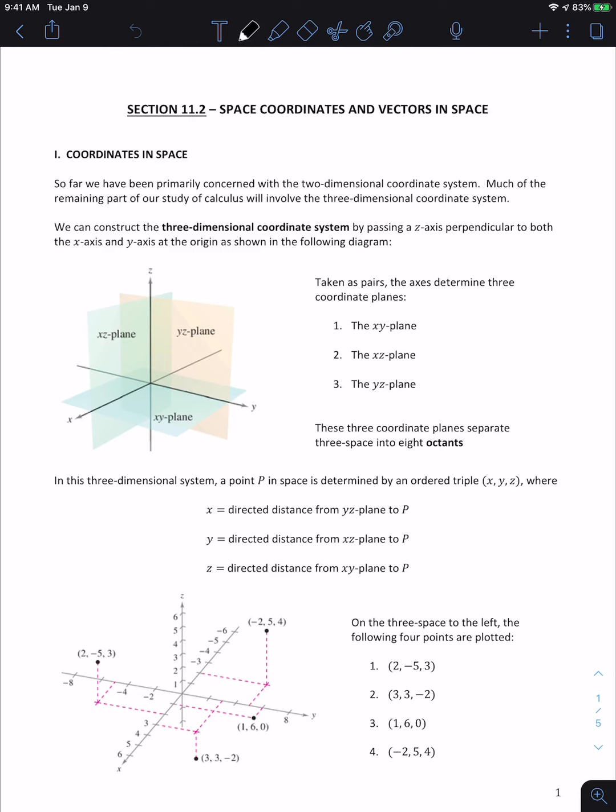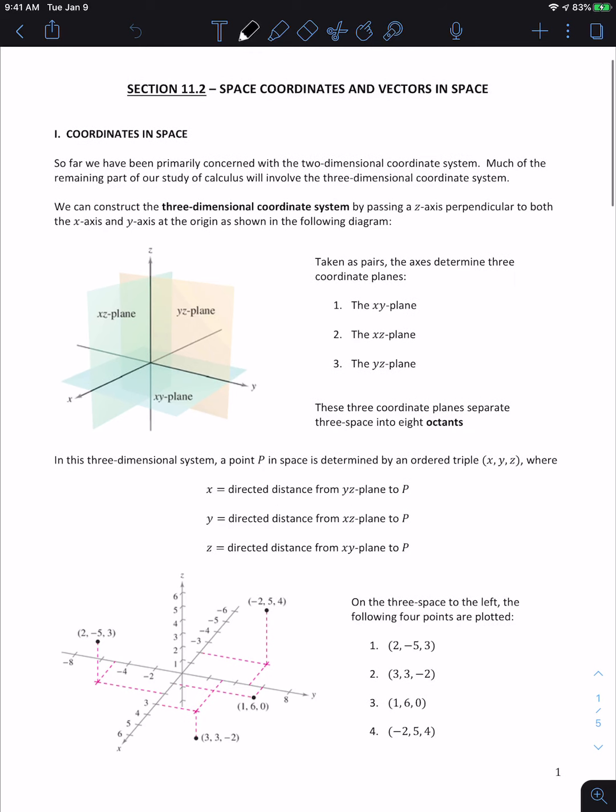Hello everyone, in this video we're going to be looking at section 11.2, which is space coordinates and vectors in space. So subsection 1 here is coordinates in space. Notice how I don't say in the plane. Why? Because so far we have been primarily concerned with two-dimensional coordinate system, in other words the coordinate plane.